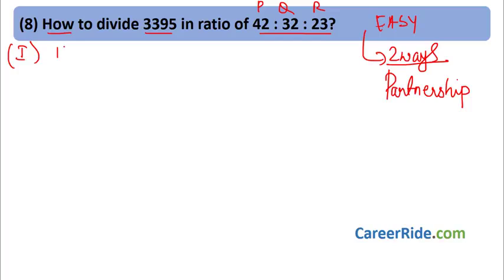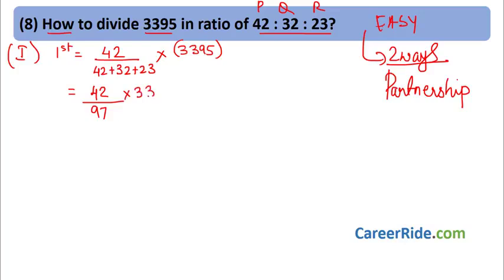Very easy. The first part would be 42 upon 42 plus 32 plus 23 multiplied by the total, that is 3395, of which we want to find the parts. What you will get? 42 upon 97 multiplied by 3395. Actually 97 into 35 is 3395. I am not showing the calculation over here, I am just showing you the method. So that we found out to be 1470.